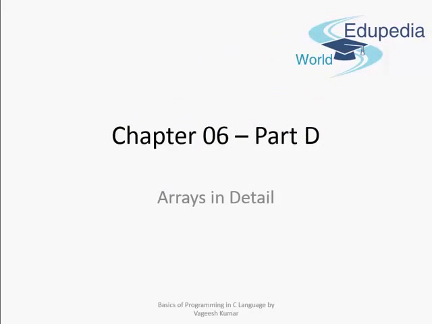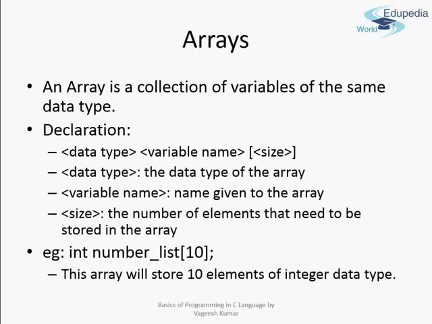This is part D of chapter 6, and in this topic we will deal with arrays in detail. Here we will learn how to initialize an array, how to access the array elements, and what precautions we should adhere to while using arrays in C language. Moreover, we will also learn how strings are implemented inside C as character arrays.